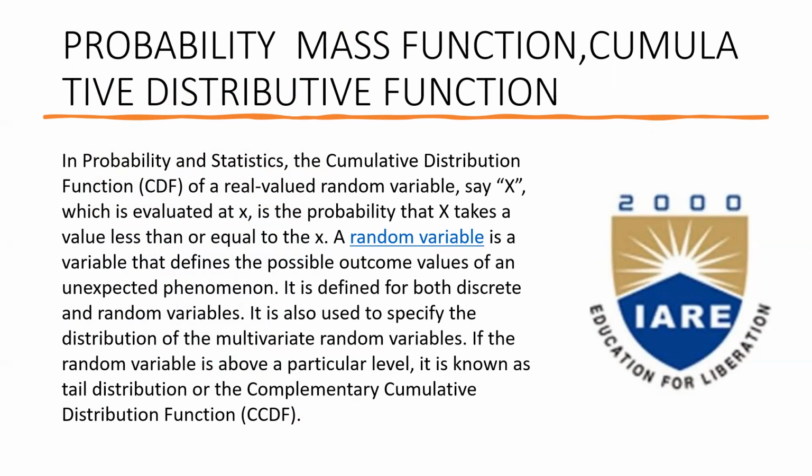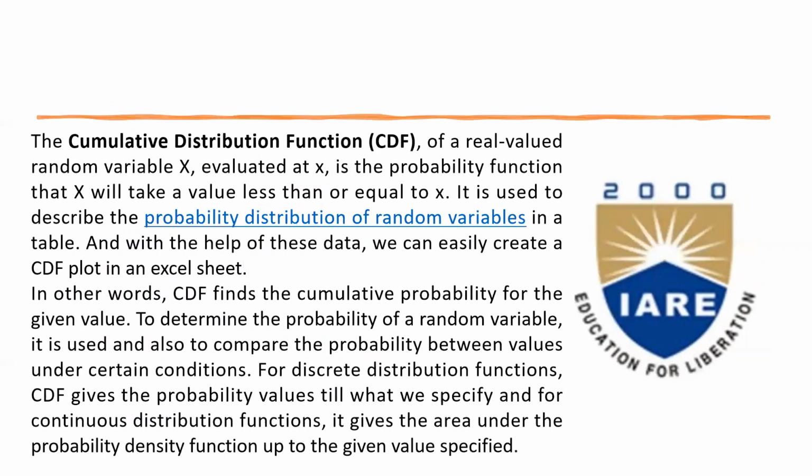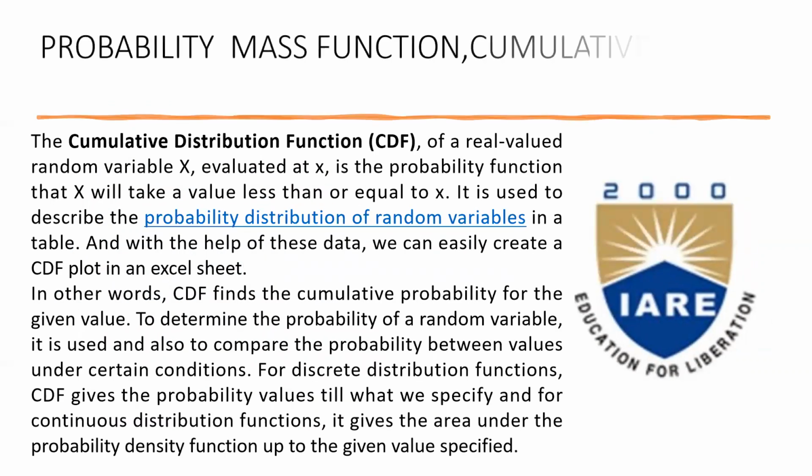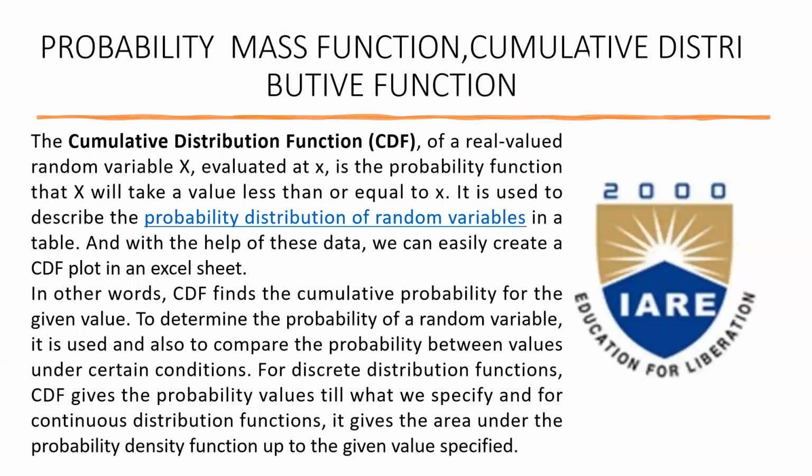If the random variable is above a particular level, it is known as the tail distribution or the complementary cumulative distribution function (CCDF). The cumulative distribution function CDF of a real valued random variable X evaluated at x is the probability function that X will take a value less than or equal to x. It is used to describe the probability distribution of random variables in a table, and with the help of this data, we can easily create a CDF plot in the Excel sheet. In other words, CDF finds the cumulative probability for the given value.